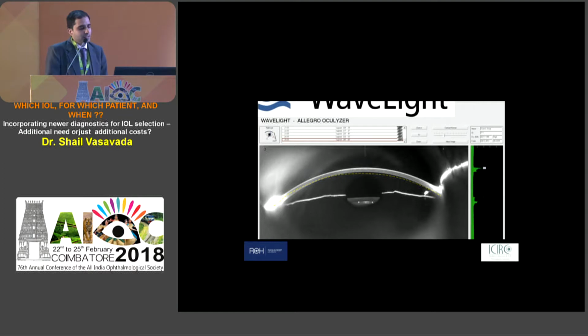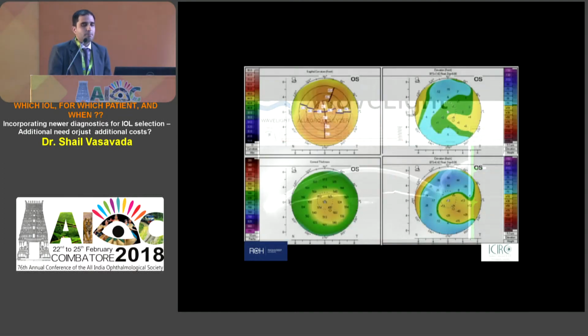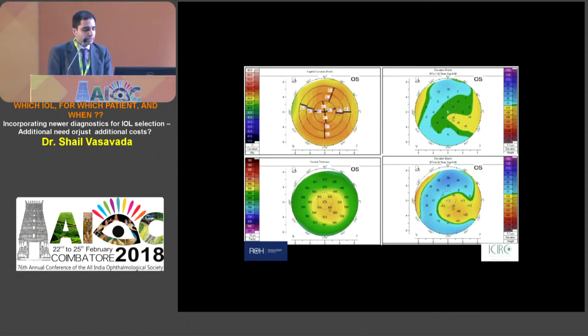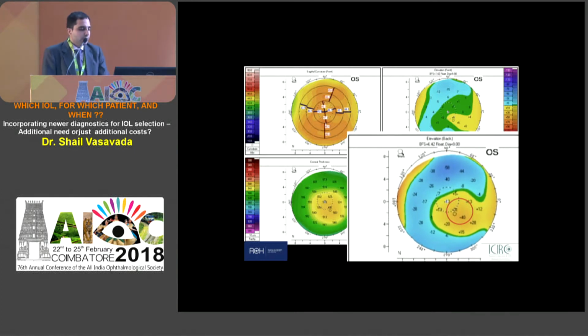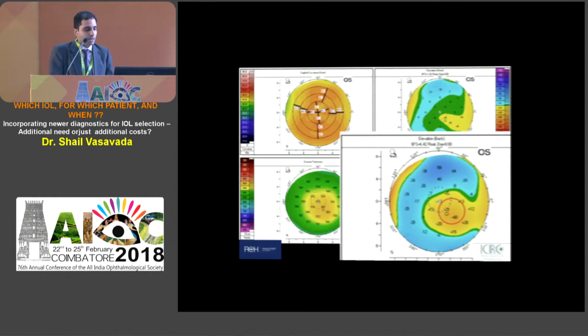And there are devices now, or instruments, which measure the posterior corneal curvature, like the Pentacam. If you see here, this is the topography map, this is the pachymetry map, this is the anterior elevation and the posterior elevation. And you may be able to pick up cases like this with high posterior corneal astigmatism or elevation, which may be suggestive of a forme fruste keratoconus. And these are the patients where you want to avoid a particular kind of premium IOL.